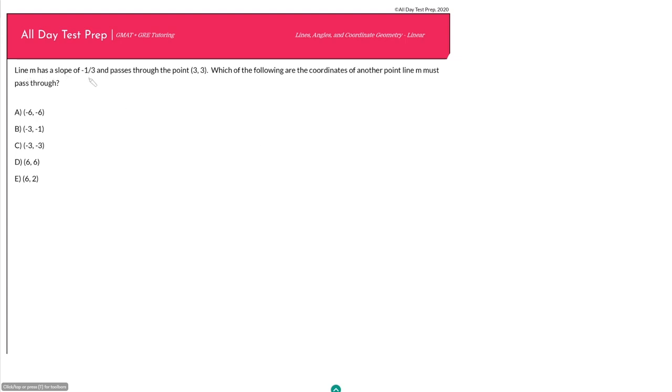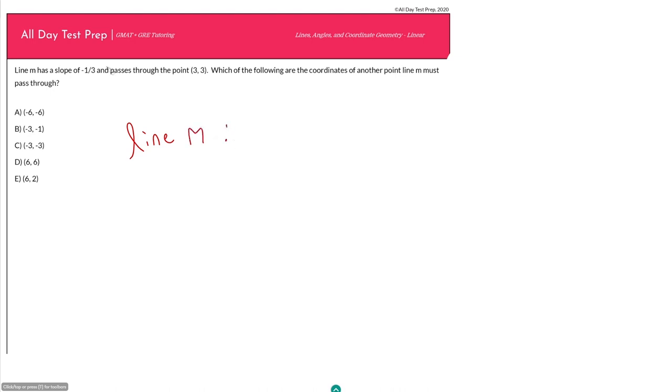Let's now dive into a GMAT problem dealing with slope-intercept format. Line M has a slope of negative 1/3 and passes through the point (3, 3). Which of the following are the coordinates of another point line M must also pass through? So our goal is to write an equation for line M in y equals mx plus b format.